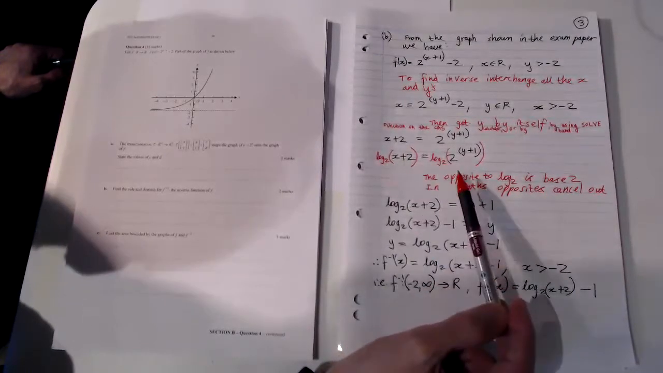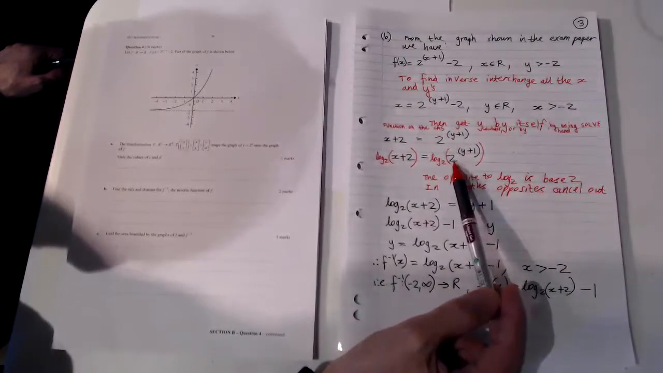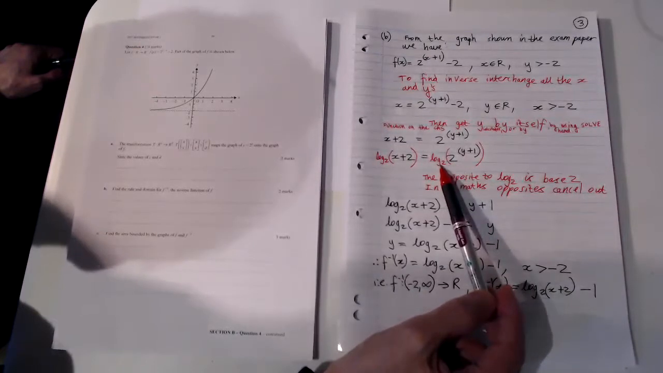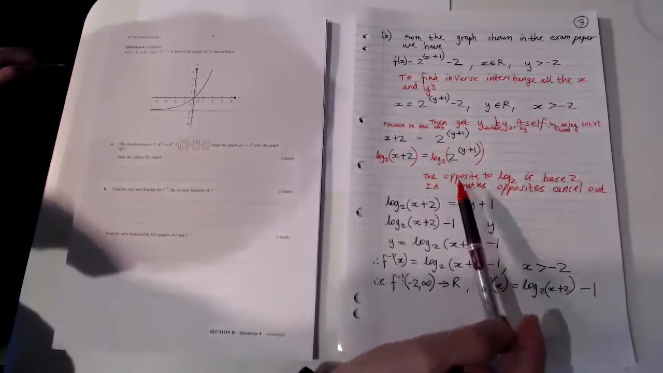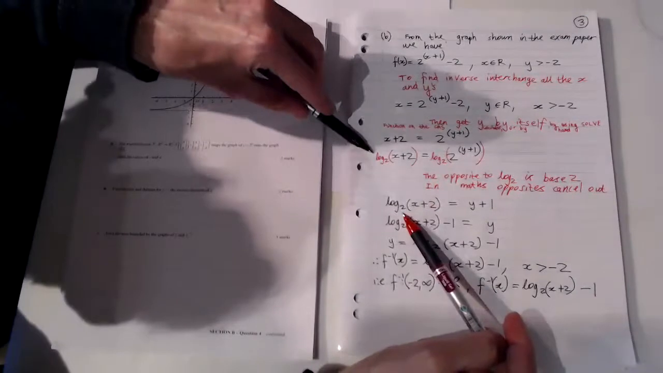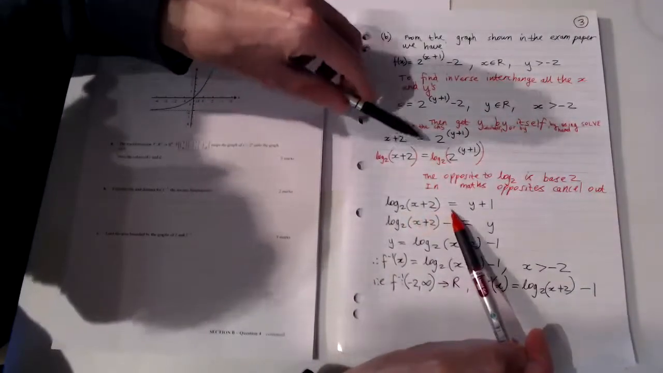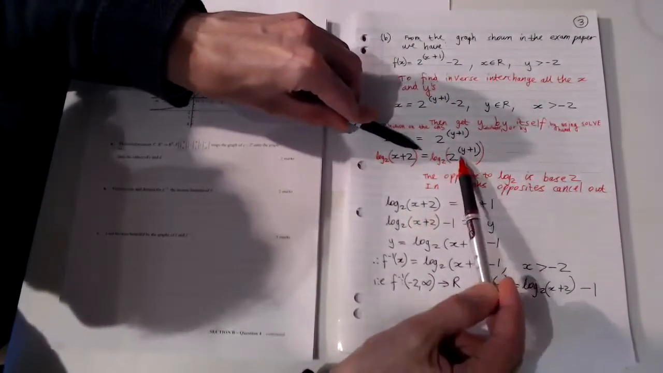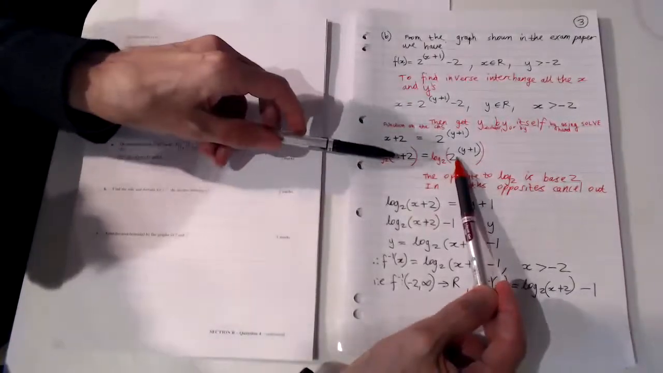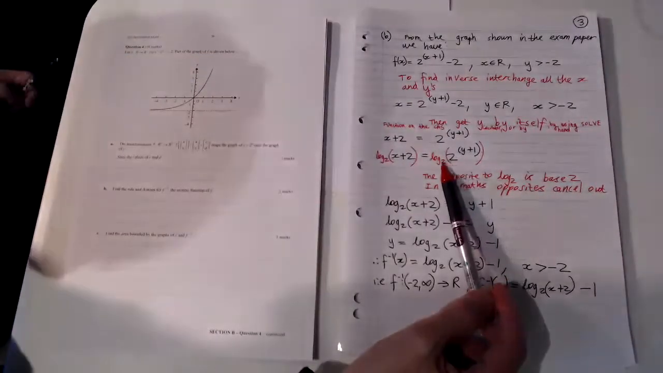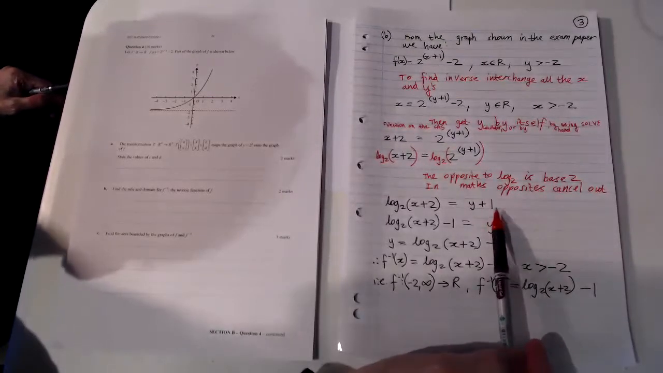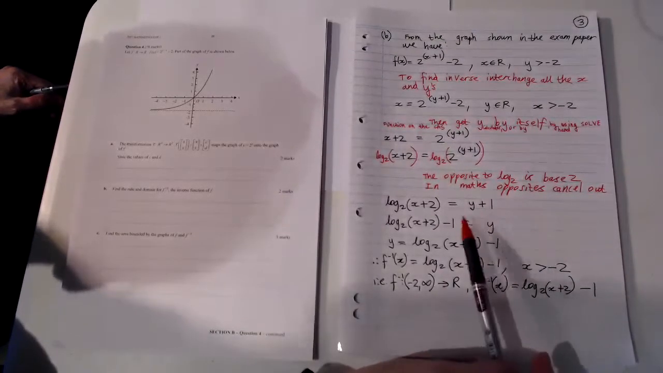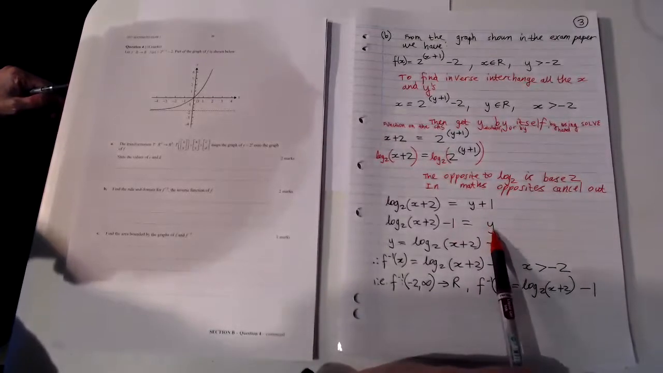And then because the opposite of base 2 is log 2, and because in maths opposites cancel out, that base 2 cancels out with its opposite log 2, and you're left with log 2 of x plus 2 is equal to y plus 1. And then you put the plus 1 on the other side, and you've got y by itself.